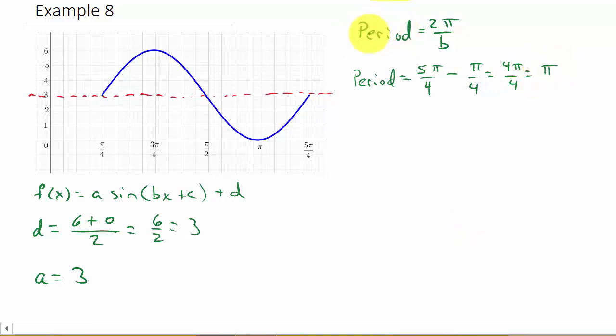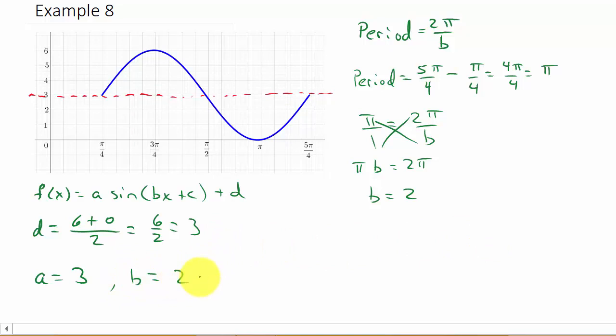Now if we replace period with pi, that gives us pi is equal to 2 pi over b. And cross multiplying, we solve for b, so that's going to give us pi times b is equal to 2 pi. Divide everything by pi, we get b equals 2. So there's b. Let me write that here. b equals 2. All right, so that takes care of b.